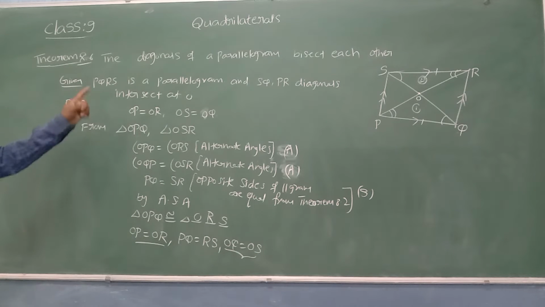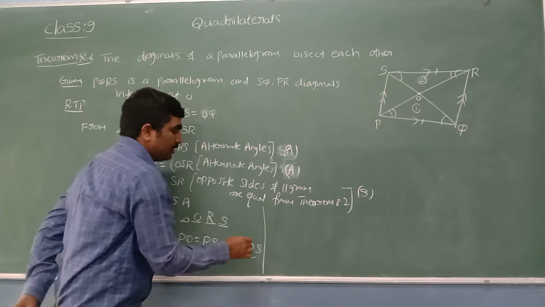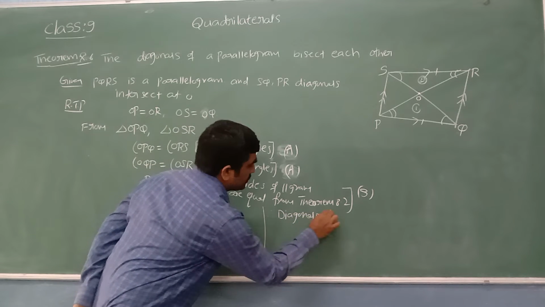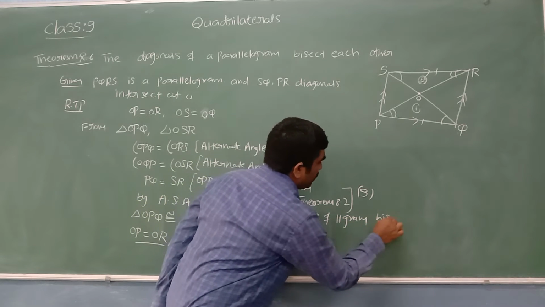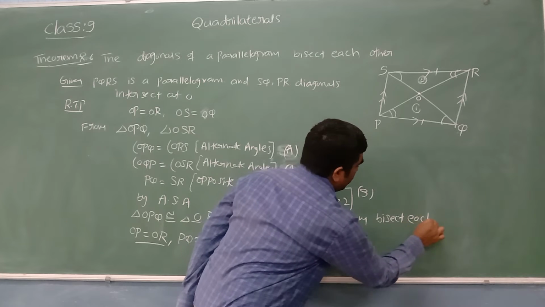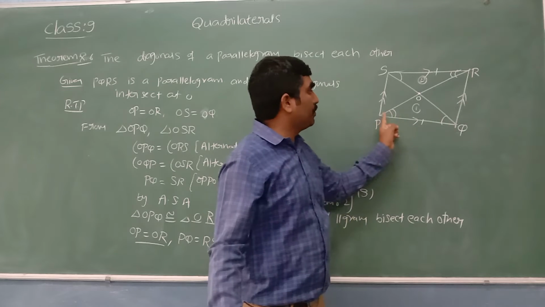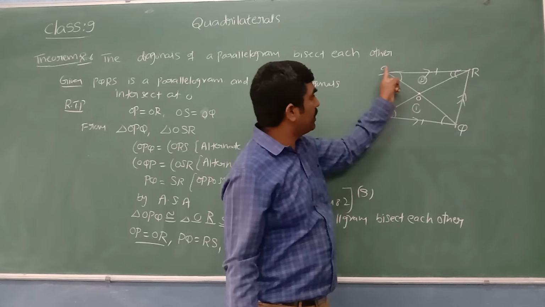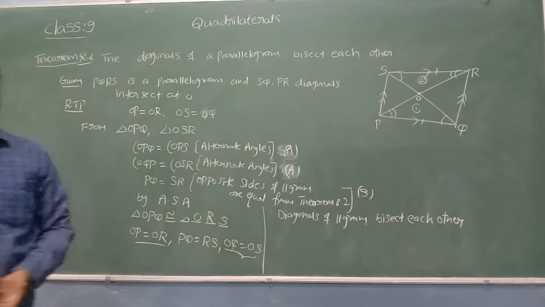What we can say now? Diagonals of the parallelogram bisect each other. So therefore we can say that diagonals of a parallelogram bisect each other. Means in a parallelogram, when two diagonals intersect, near the intersecting point they will divide each other into two equal parts. OS is equal to OQ, OP is equal to OR. Hope it is clear to everyone.